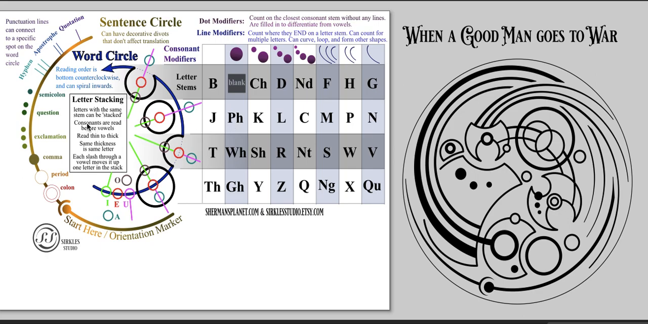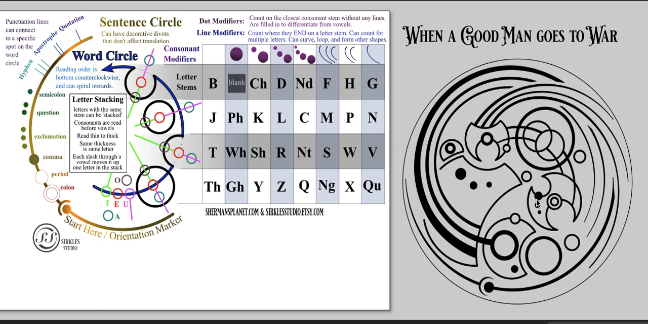So we have a stacked set of letters because they're all on the same letter stem. And you read with the consonants first, consonants before the vowels. And you also read thin to thick. And same thickness is the same letter. So like I mentioned earlier, this is the same thickness for these two O's. And we have a G and then a double O because consonant and then vowels. So G double O, then we continue around.